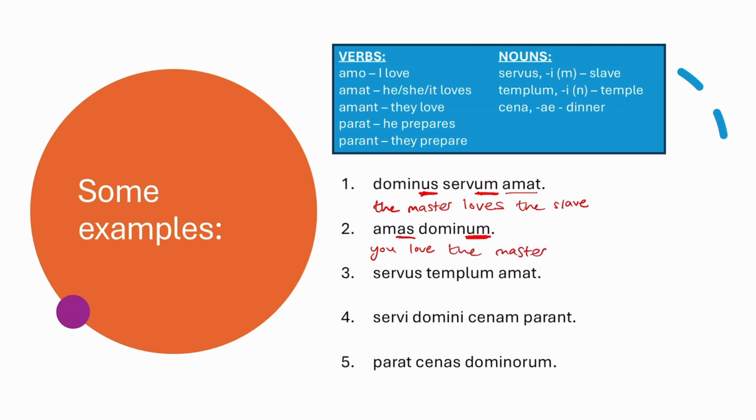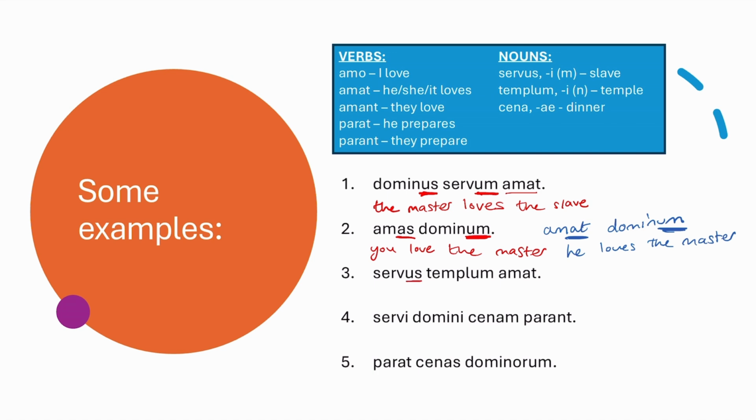The master here cannot be doing the action because he ends in -um. Even if the sentence was amat dominum, or dominum amat, which would have been a nicer order. Because, yes, this means he, she, or it loves. But because the -um here is showing accusative, he cannot be the master loves. It has to be he, she, or it loves the master, because dominum there is accusative.